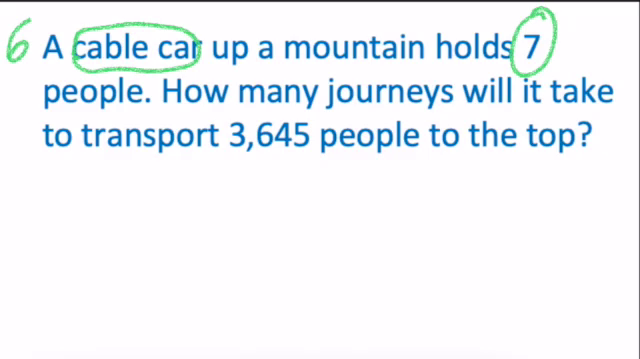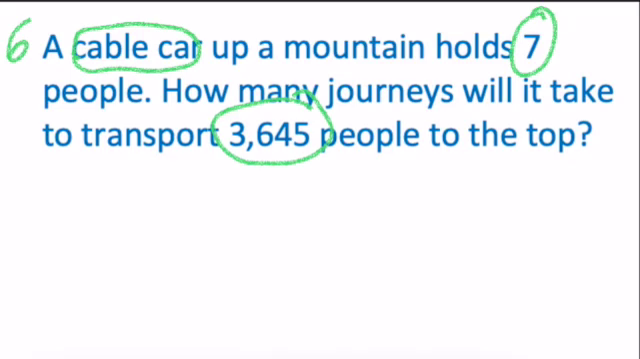And each cable car holds 7 people. How many journeys will it take to transport 3,645 people? So imagine there are 3,645 people and they want to go to the top of the mountain. But the cable car only holds 7 people. So how many times is it going to take the cable car to take 7 people up to the top? Press pause while you think about which operation it is and then have a go.